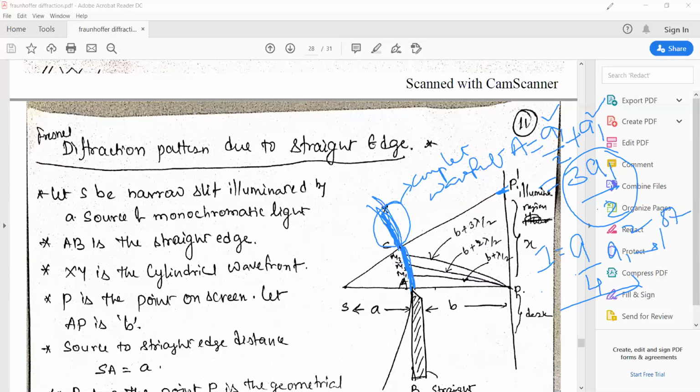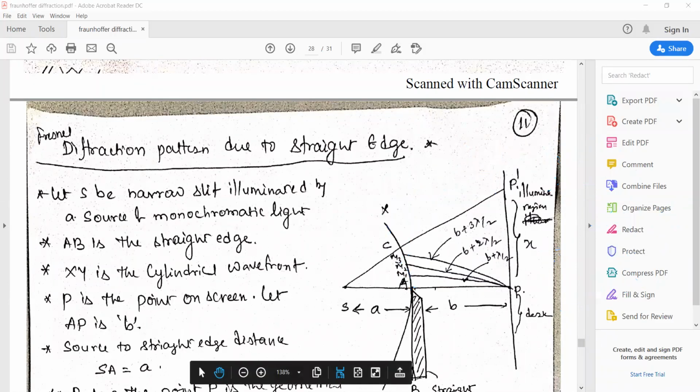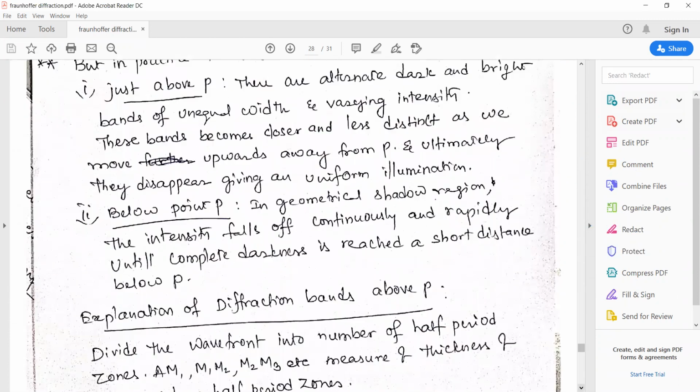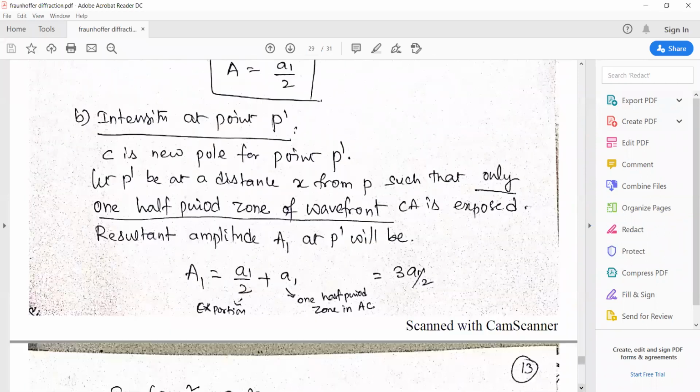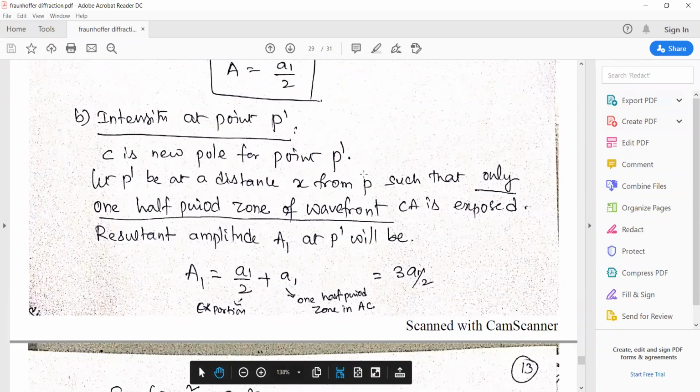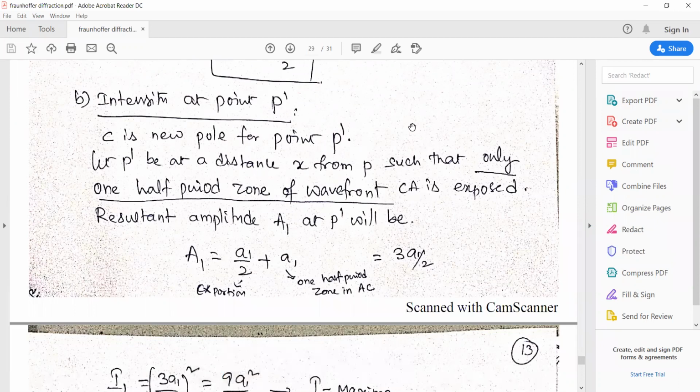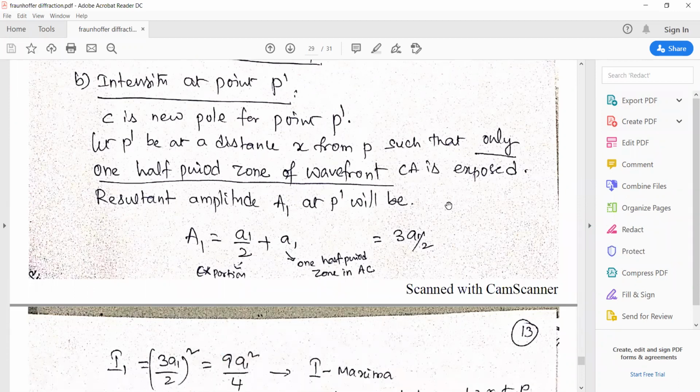If you see the notes, I have just done the same thing here. At point P dash, I am finding the intensity. For that, here I will draw once again so that you will clearly understand.